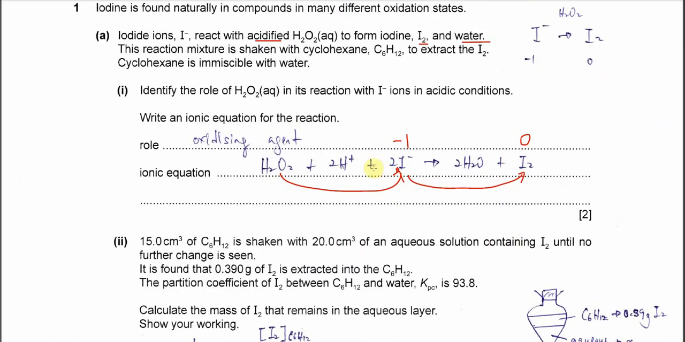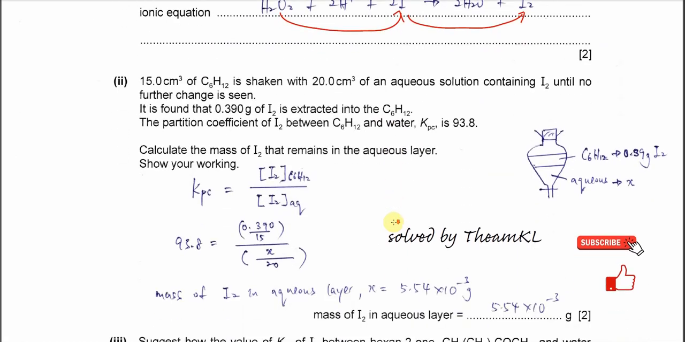Again, the H2O2 used in this reaction is the oxidizing agent because it oxidizes iodide from -1 to 0, to the iodine. Part 2.